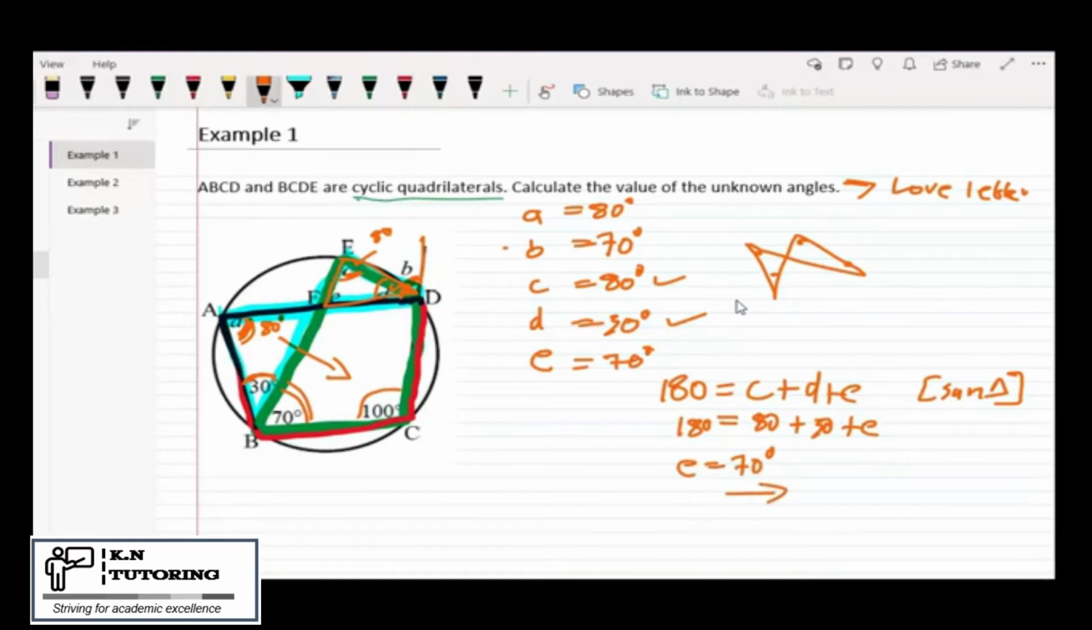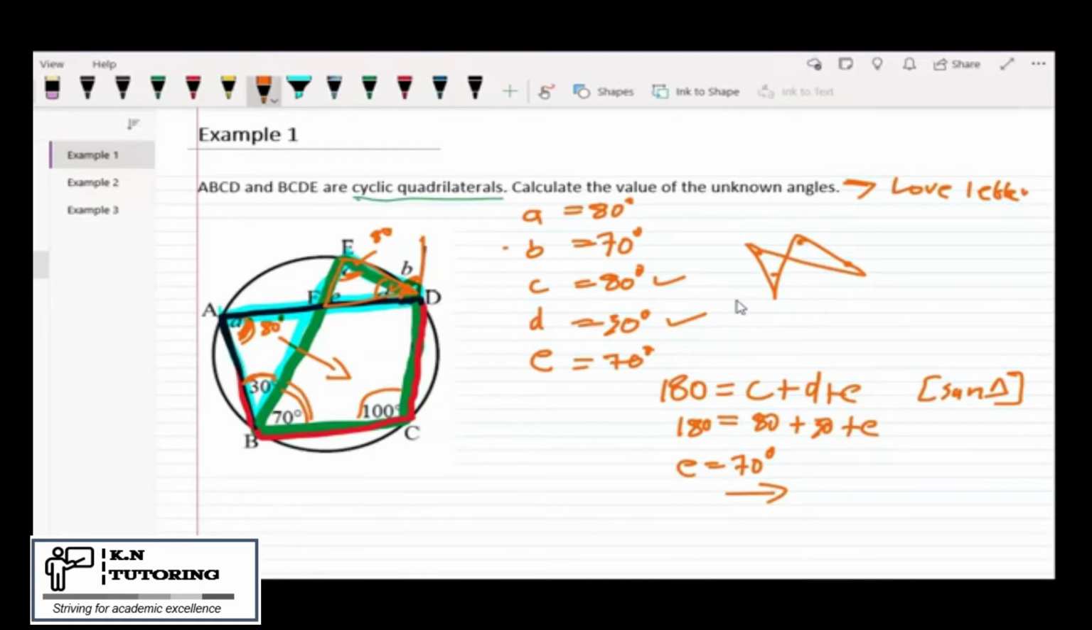Straightforward, very, very easy. Make sure that you highlight your cyclic quad. You mark off the exterior angles, you mark off the interior opposite angles, you mark off angles that are in the same segment, and the rest is going to be history.